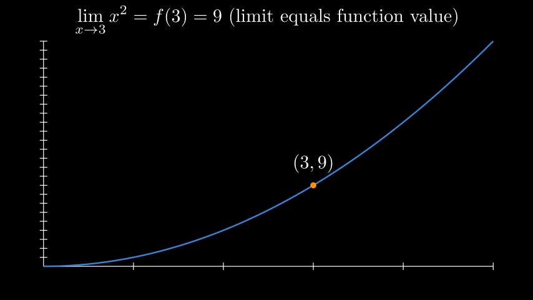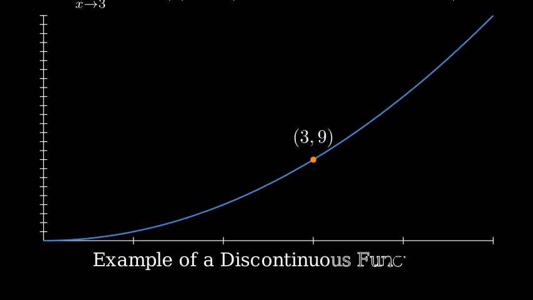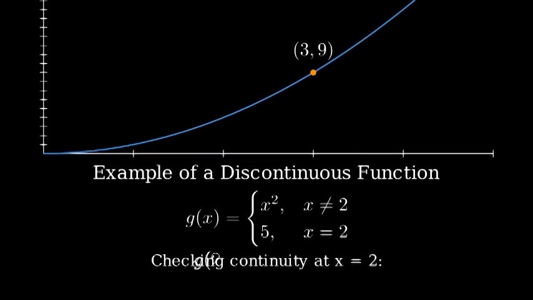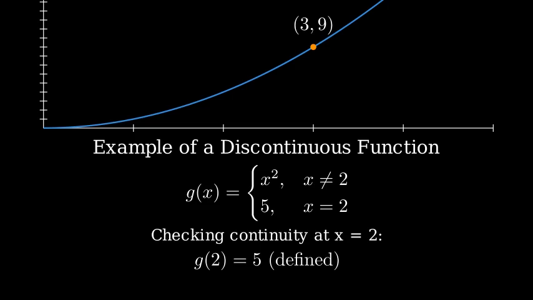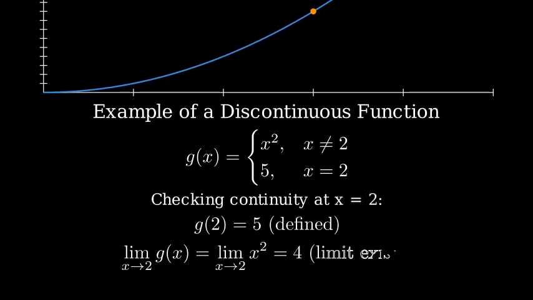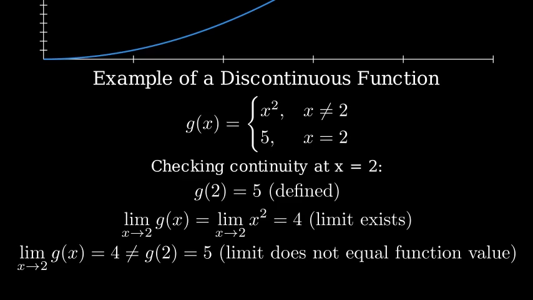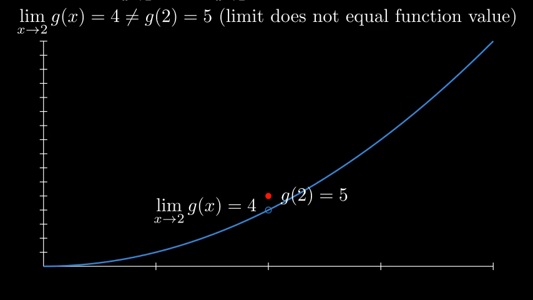Now, let's look at a discontinuous function. Consider g of x equals x squared for x not equal to 2, and g of 2 equals 5. Let's check continuity at x equals 2. g of 2 equals 5, so g is defined at x equals 2. The limit of g of x as x approaches 2 is 4, because for x not equal to 2, g of x equals x squared, and the limit of x squared as x approaches 2 is 4. But g of 2 equals 5, which is not equal to the limit. Visually, there's a hole in the graph at x equals 2 with the function value at a different point than where the rest of the function approaches.